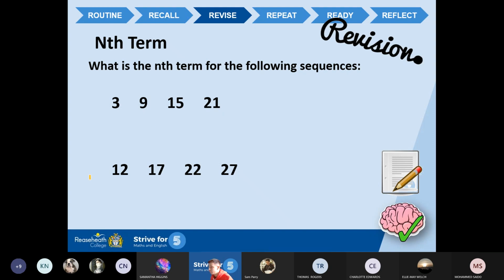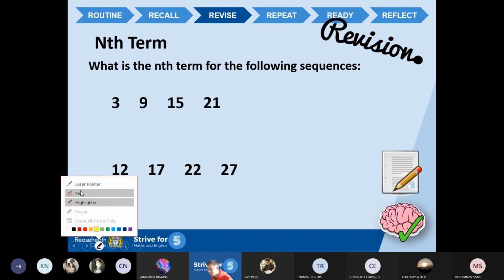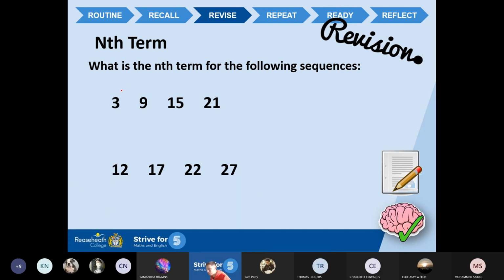So what is the nth term for the following sequences? 3, 9, 15, 21. So straight away, I need to think, what are those numbers going up in? Goes up by 6, so 6n minus 3. Okay, let's have a look. Let's see if Lucy's right there. So the numbers are going up in 6s, okay, which I agree with. 6, gap, 6. Yeah, so it's definitely 6n.